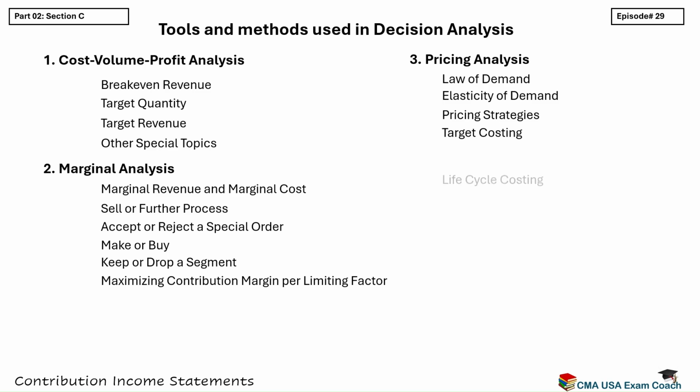5. Life cycle costing. Products go through several stages, from development and introduction to growth, maturity, and decline. Life cycle costing looks at all the costs a product will incur during its entire lifespan.